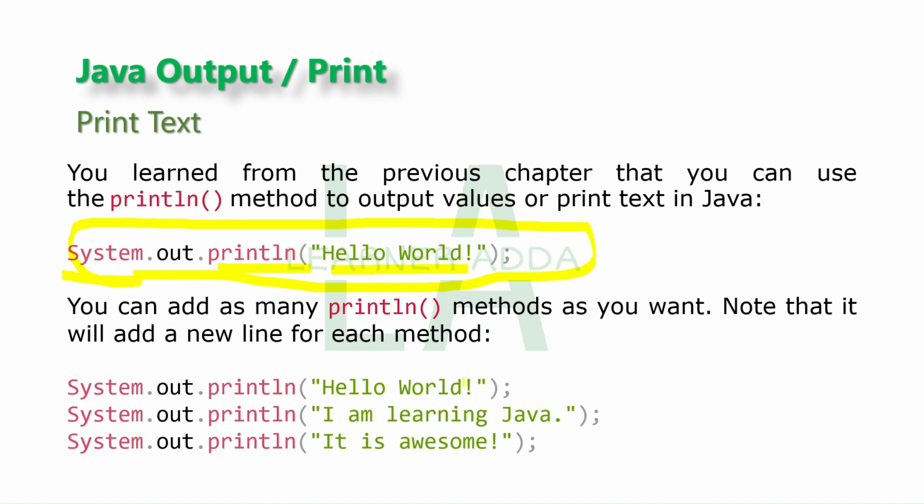If we require more lines as output, we have to write more lines of println method like this. System.out.println Hello World, println I am learning Java, println It is awesome. In this way the messages will be printed on the screen: Hello World, I am learning Java and It is awesome. This will be printed on the output screen. It is not compulsory that there is only one println method in the program. However many println functions are required, that many we can write in the program.